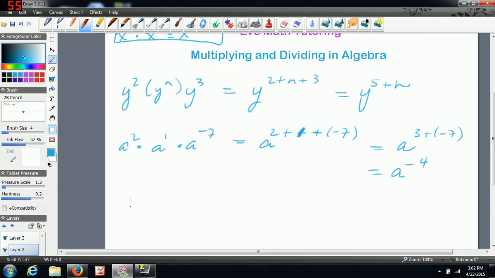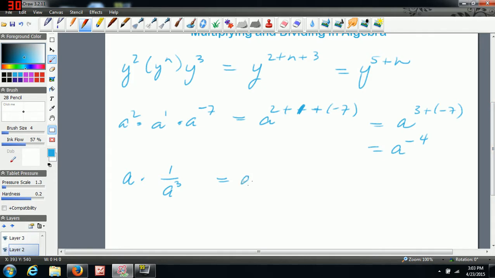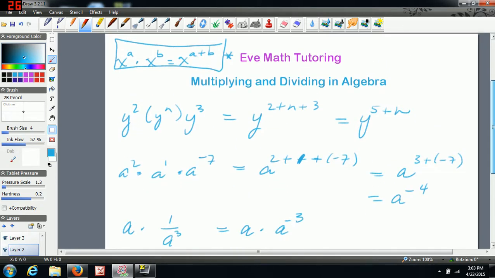If you're given something like a times 1 over a cubed, and you wanted to express these with just a base of a, you could go ahead and write this as a over a cubed and then simplify it that way, or you could write it as a times a to the negative 3. Now that's a general rule. I'm going to put that in here as well.